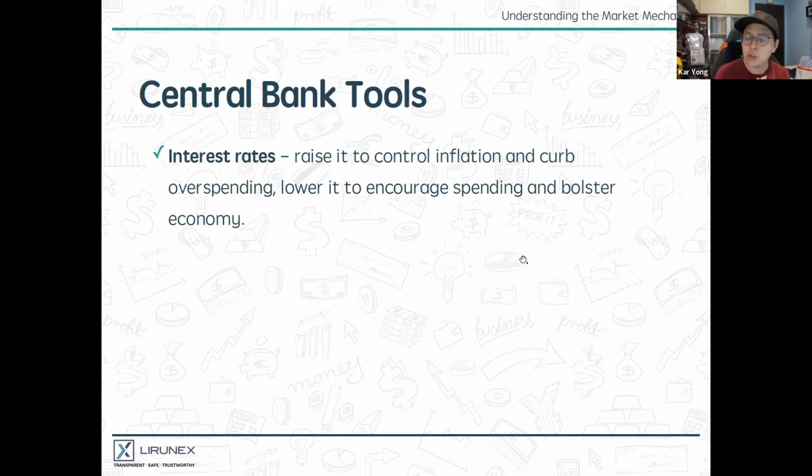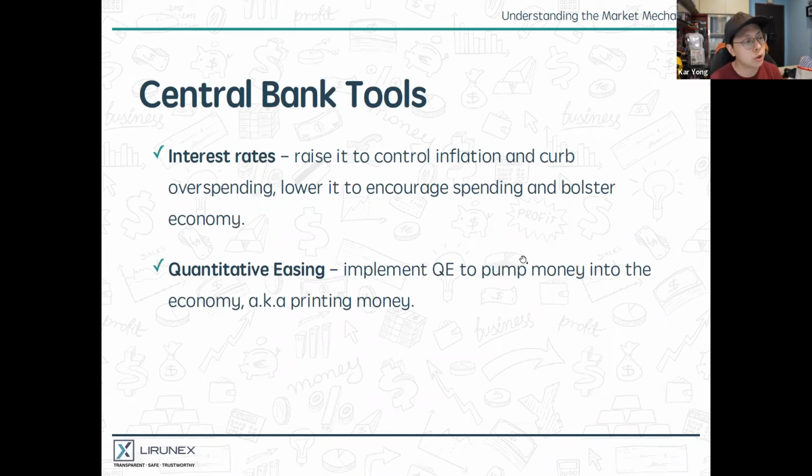Okay. And another tool that the central bank can use is what we call quantitative easing, in short, QE, or you might term it monetary policy. QE, some of you might see it as printing money, right? Of course, it's not as simple as just printing and giving it to you, but you can really think of it from that angle, okay? And the whole idea is basically controlling the money supply, right?